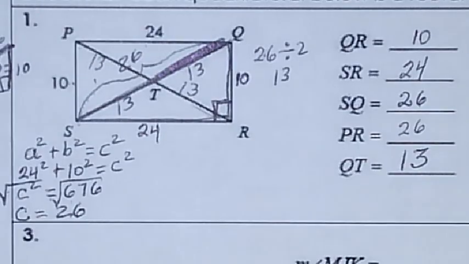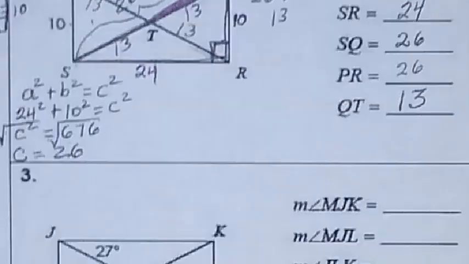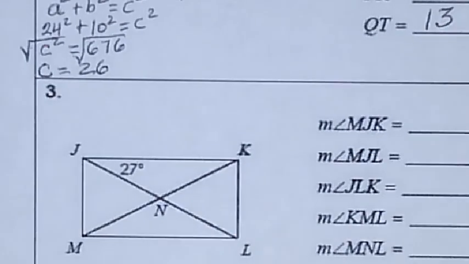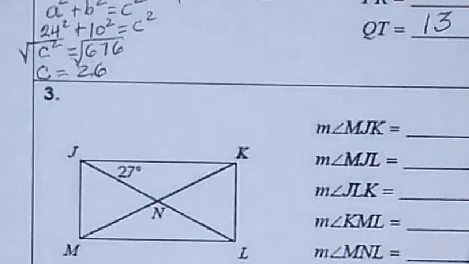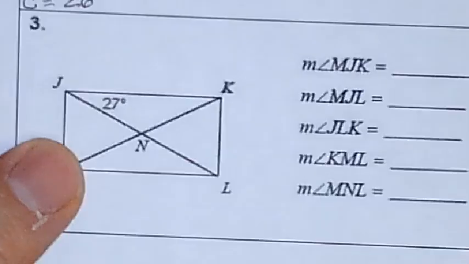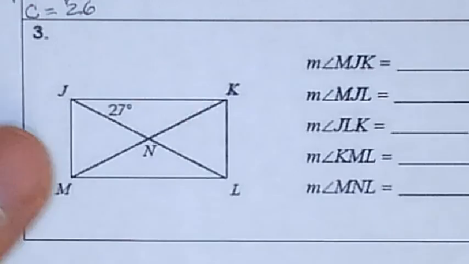Now let's take a look at number 3. Number 3 is dealing with just angles. And we're supposed to find all these angles? Holy smokes. Let's take a look and see what we could do. There's so many different approaches to solving this, so there's not just one way.